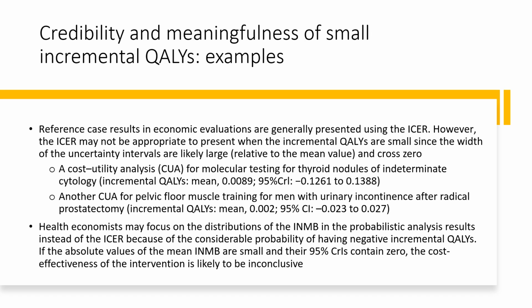We provided two examples where the widths of the uncertainty intervals are likely large relative to the mean value and cross zero. Assuming that the model captured the true difference between treatments, the true value of incremental QALYs would likely fall in an uncertainty interval ranging from a negative value to a positive value. In this circumstance, health economists may focus on the distributions of the incremental net monetary benefit in the probabilistic analysis results instead of the ICER because of the considerable probability of having negative incremental QALYs.